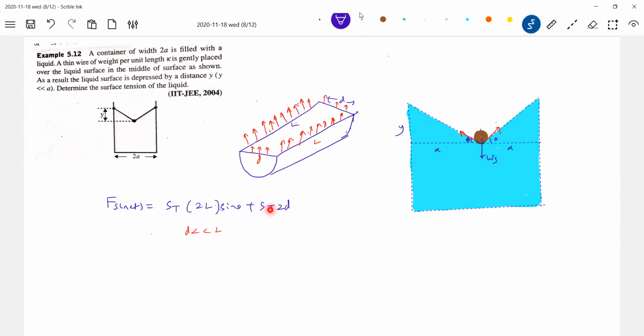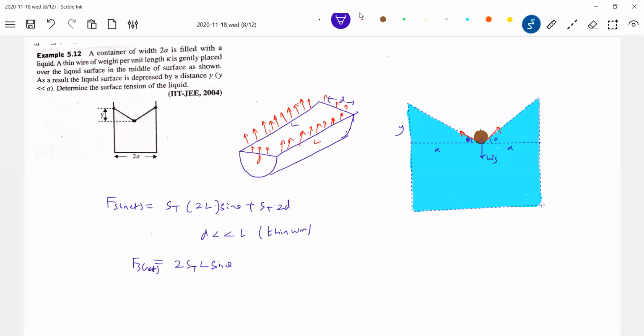Okay, fine. Now D will be very much less than L. This quantity will remain as it is a thin wire. This quantity will be negligible. So this will become 2STL sine theta. This is the net force due to surface tension.